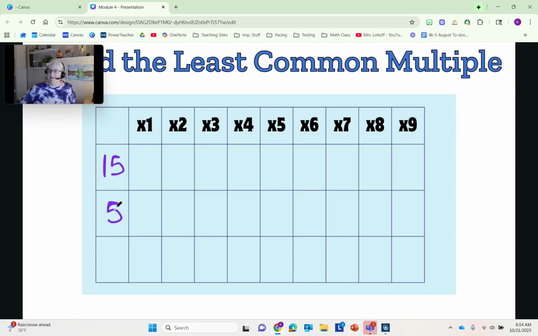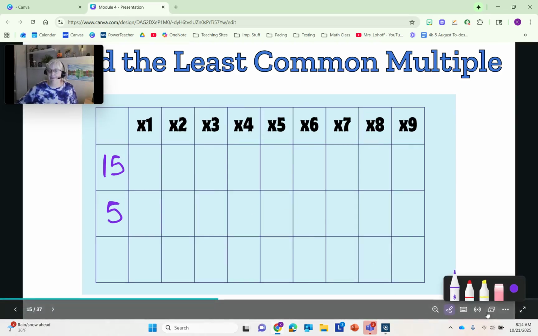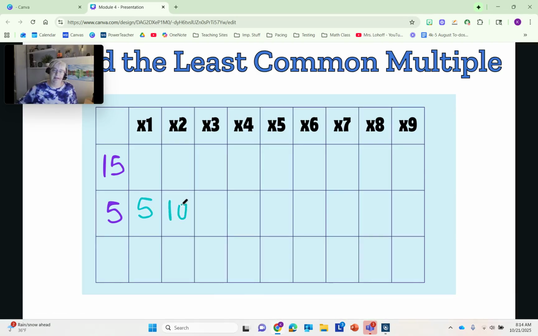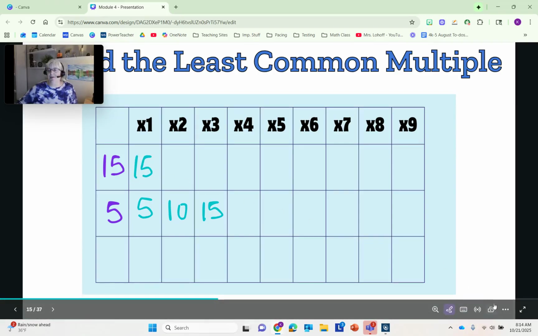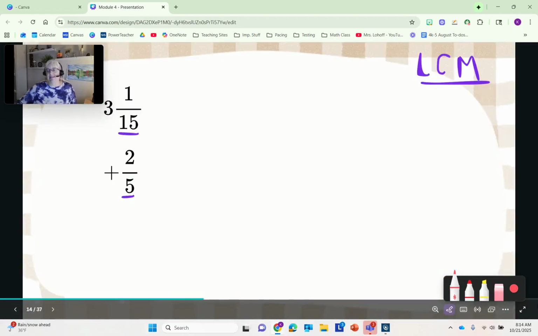I'm going to start with 5s. I'm not as familiar with my 15 facts, so I'm going to start with 5. 5 times 1 is 5. 5 times 2 is 10. 5 times 3 is 15. Hey, 15 times 1 is 15. That is the very first number in the multiplication chart, so that's going to be the smallest one they have in common, 15. All right, our least common multiple is 15.